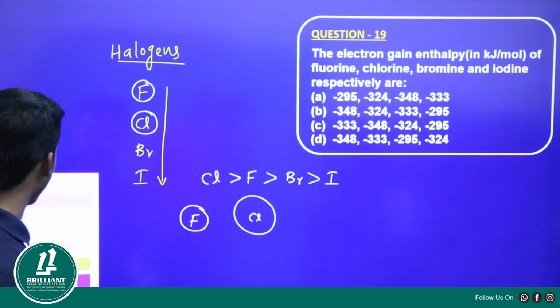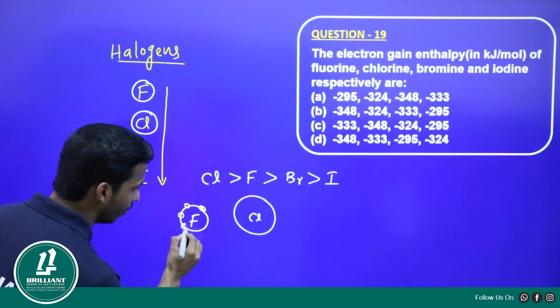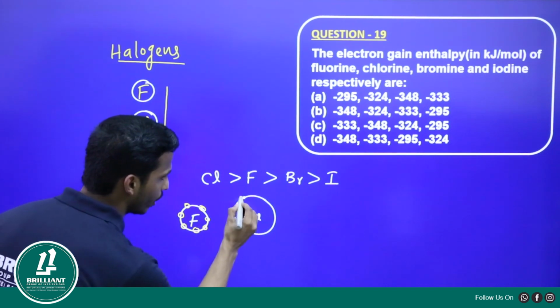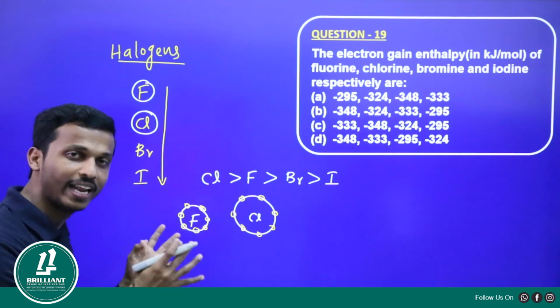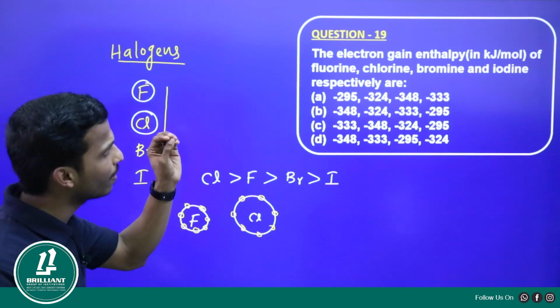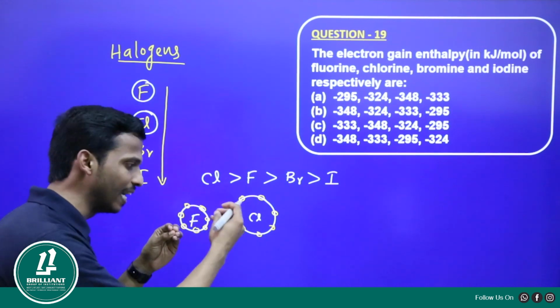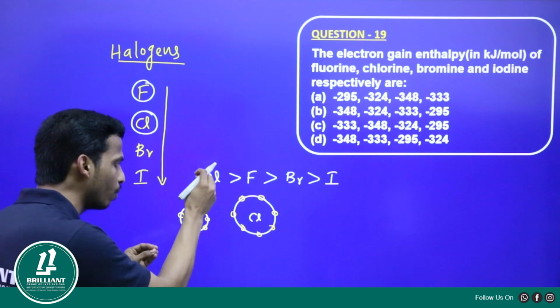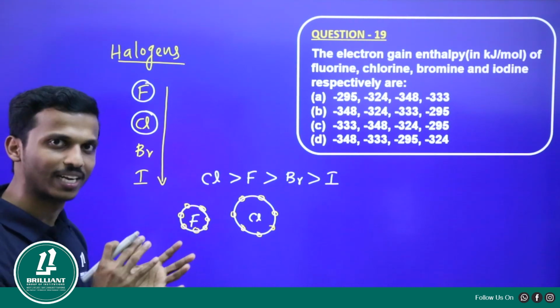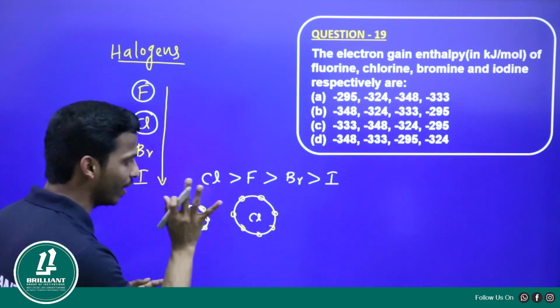While you consider fluorine, how many electrons in their valence shell? 1, 2, 3, 4, 5, 6, 7. Chlorine also 1, 2, 3, 4, 5, 6, 7. Their outermost shell contains 7 electrons. What is meant by electron gain enthalpy? The amount of energy released when an extra electron is added to the outermost shell of an isolated gaseous atom. Means one electron when you add it to the outermost shell, the amount of energy released.